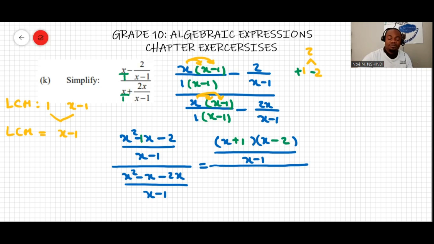Now the other fraction below the main fraction line, we can combine these two terms because they are like terms. So that makes -3x. So this will be x squared minus 3x all over x minus 1.